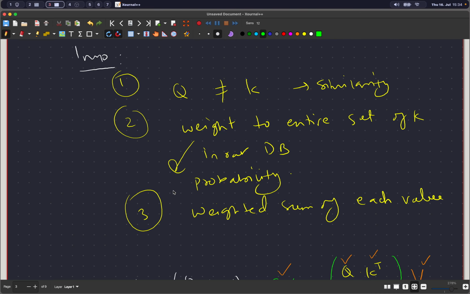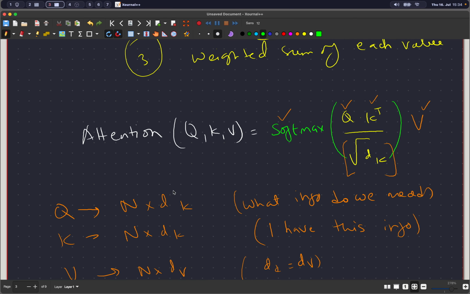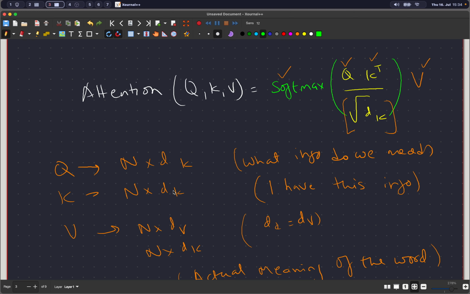The query does not need to match any key exactly. Instead, the mechanism calculates how similar Q is to each key in our database, assigns some kind of weights and probabilities, and returns a weighted sum of the values. This is the most important formula for attention: multiplying Q and K together, scaling it by root dk, then applying softmax, and then multiplying with V.